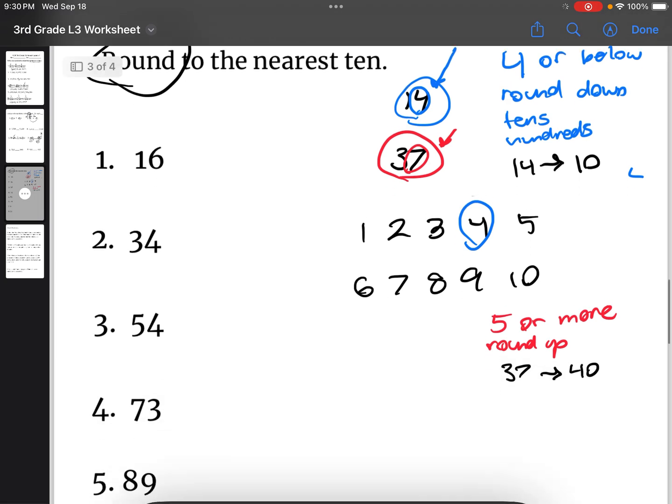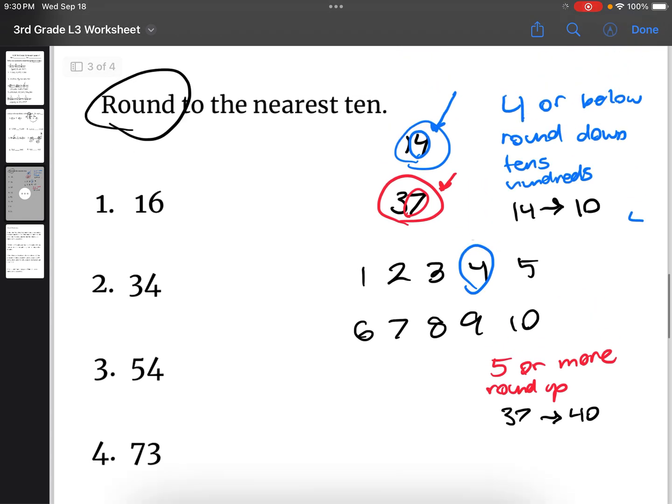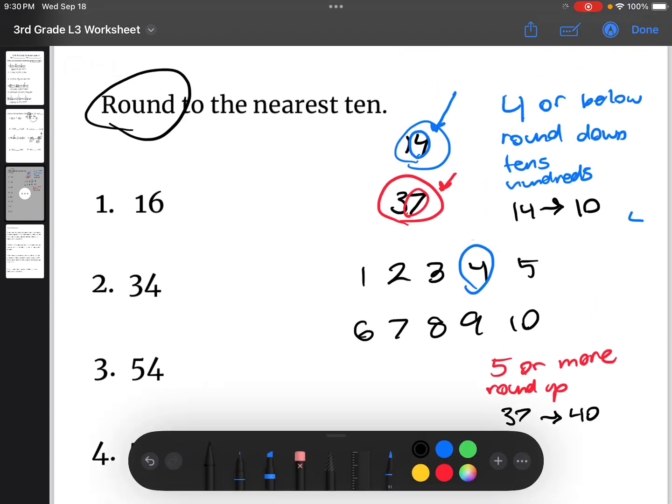So let's take a look at these questions. We'll do number 1 first. Number 1 is 16. So we're going to look at the back digit. It's 6, and we know that if it's 5 or more, we have to round up, which means we round this up to the nearest 10. When we round up, you just add 1 to the number in the front, which gives you 20.